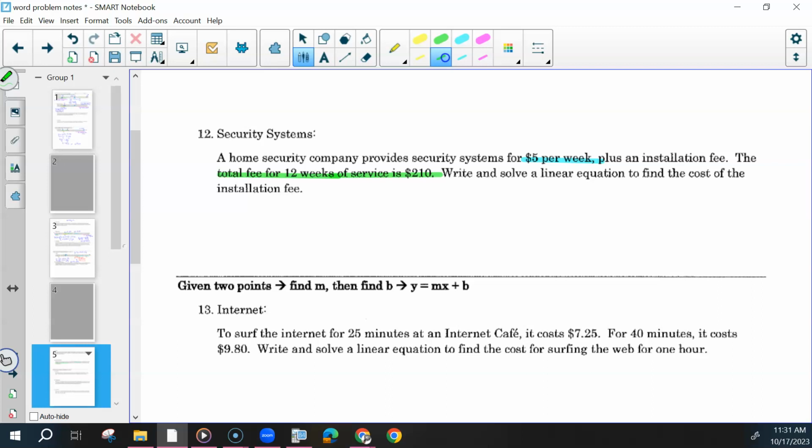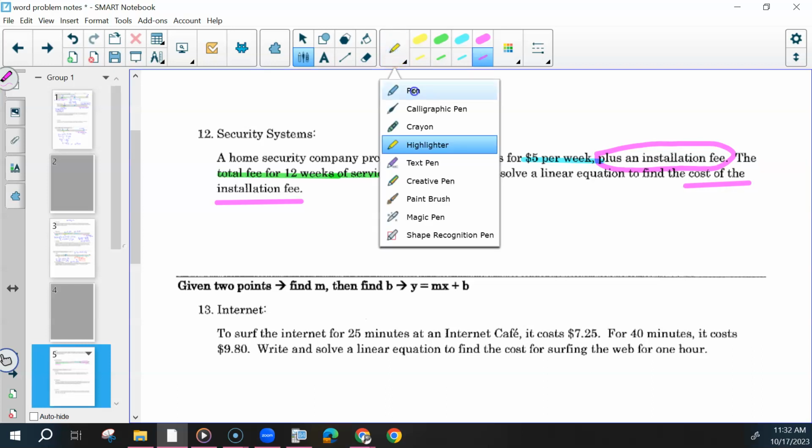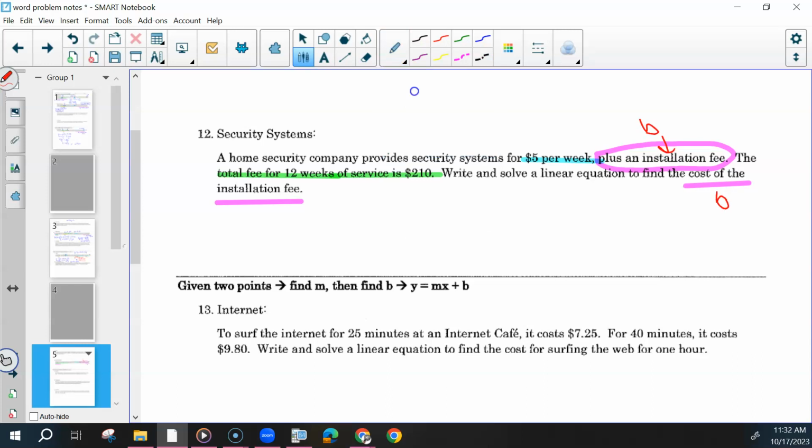What are we looking for? Cost of the installation fee. Notice that they said something else about the installation fee. That's going to be your B. That's what we're solving for right now. B. Of the numbers given, what do we have? What other variables? We have Y. I also heard M. What's M? For 5 per week. We actually have Y and X, which is which? 12 weeks is X. And the service, the total amount is your Y.